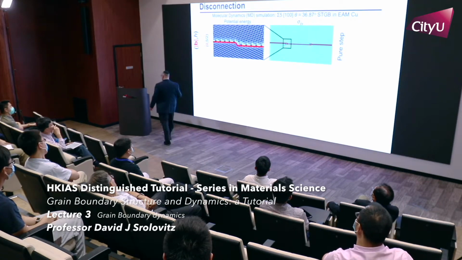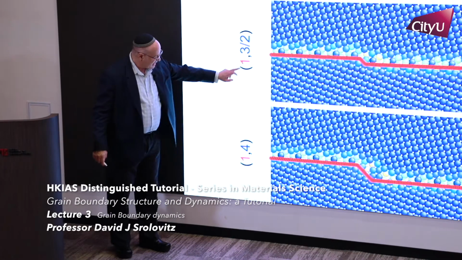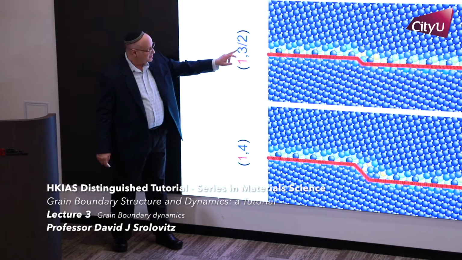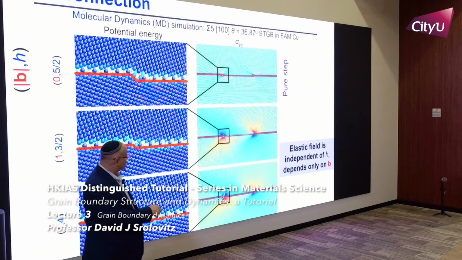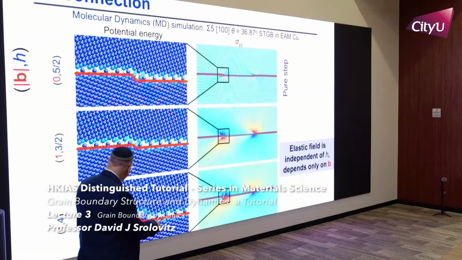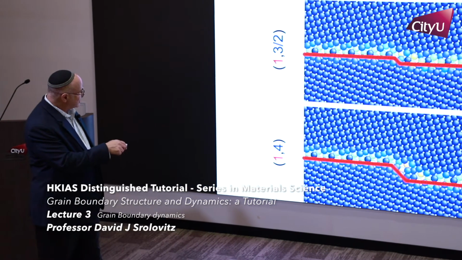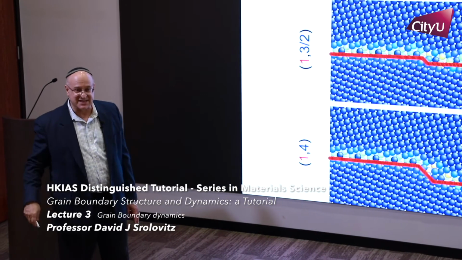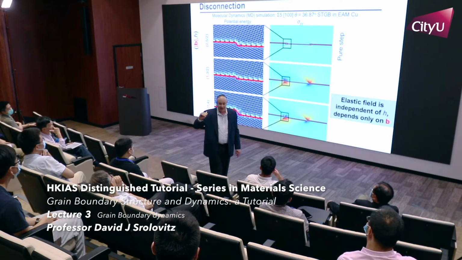On the other hand, if I take a disconnection that has a Burgers vector of 1, these are two different step heights, 3/2 and 4, if I look at the stress field, now it's much longer ranged, and even though these have two different step heights, the Burgers vector is the same and the stress field is the same because the elastic field is determined by the Burgers vector, not by the step height.